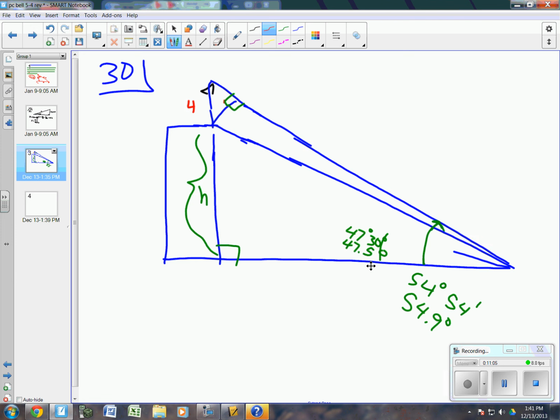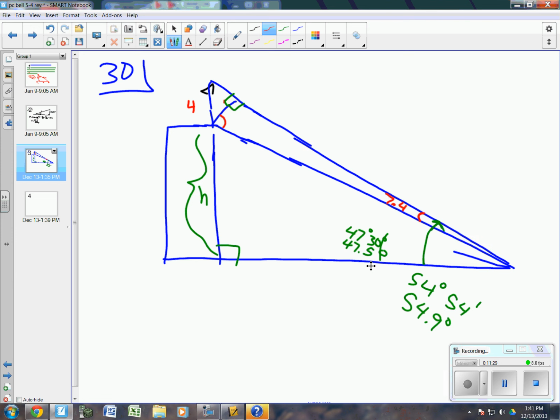By the way, how much is this angle right here? 54.9 minus 47.5. Is it 7.4? Okay. If that angle is 7.4, what's this angle right here? 7.4 plus 90 minus 7.4, right? Which is 82.6. Is that right?